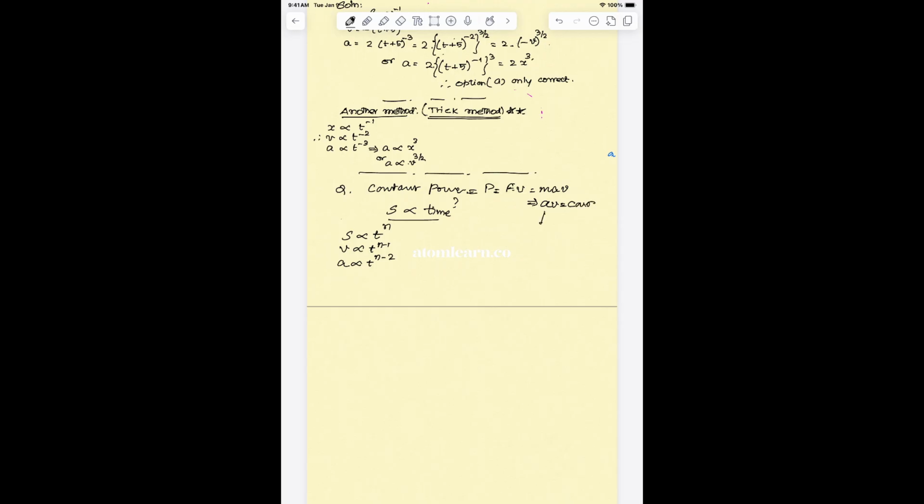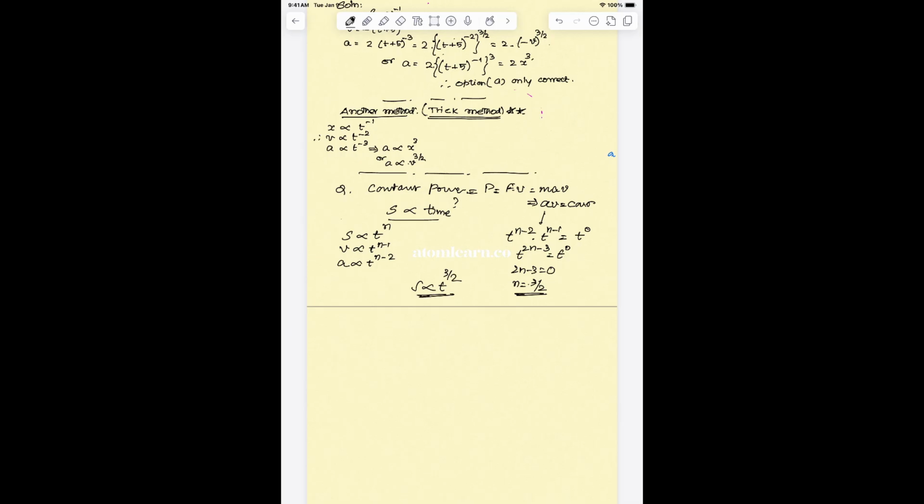So then we'll just fill up this particular data from whatever we assume. The acceleration is proportional to t power n minus 2, velocity is proportional to t power n minus 1, and this must be equal to constant, meaning t power 0. That is, it doesn't depend upon t. Therefore, which means actually what? Now, this actually means 2n minus 3 is equal to 0, which means n equal to 3 by 2 is the answer, which means now displacement is proportional to time power 3 by 2.